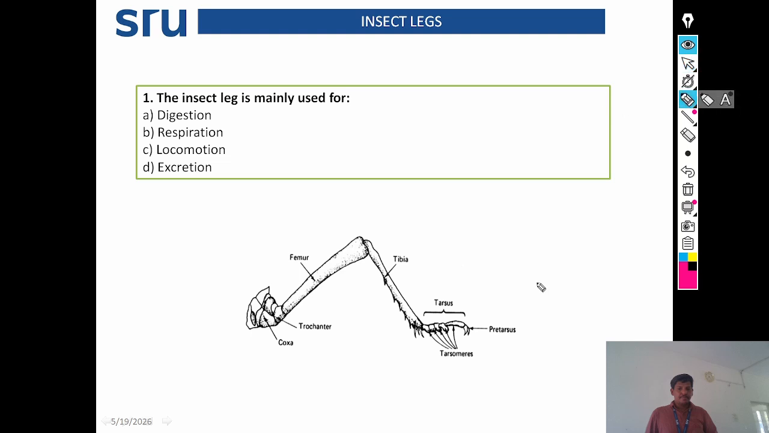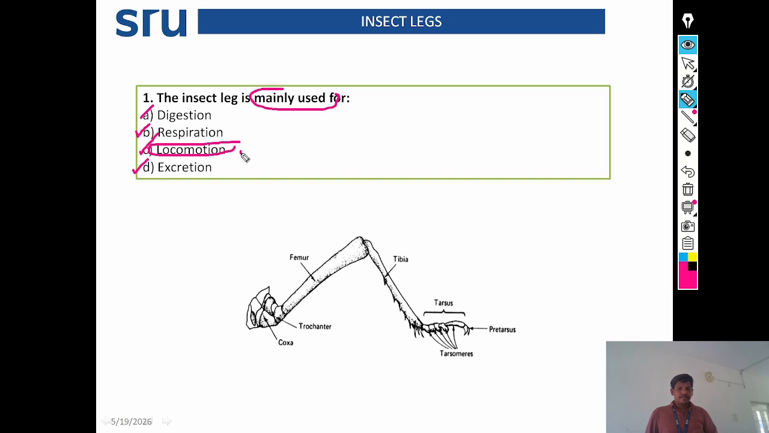So the insect leg is mainly used for A. Digestion, B. Respiration, C. Locomotion, D. Excretion. The correct answer is locomotion. So the insect legs are mainly used for locomotion.